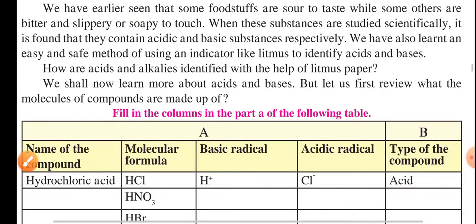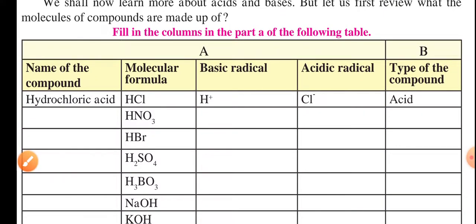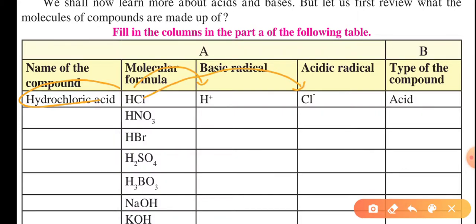Next is the column given over here. Now I will help you solve this column and fill in some of them, and the rest you have to do on your own. First is HCl. You have to write the name, hydrochloric acid. When HCl dissociates, that means when it breaks down, it converts itself into H plus and Cl minus ions, and so it is called an acid. Why it is called an acid, I will show you after some time.